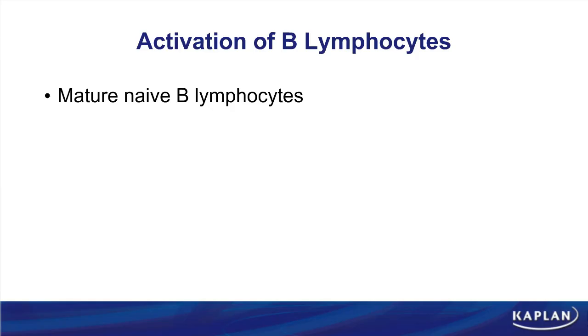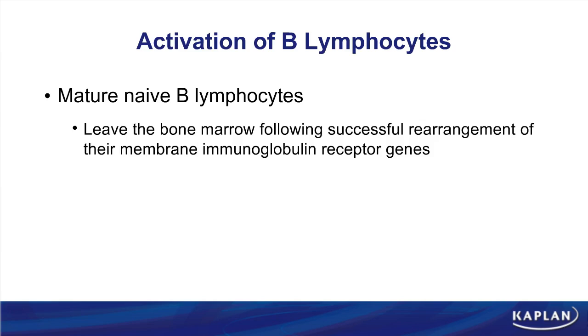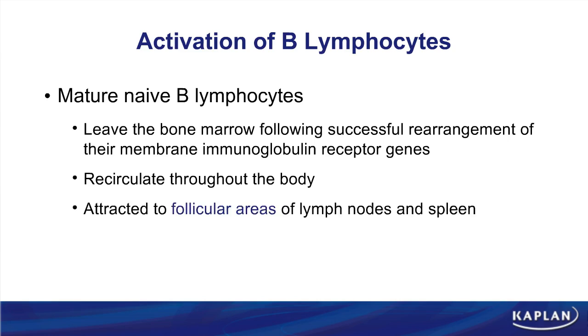We are now going to shift gears a little bit away from the activation of T cells toward the activation of B cells. As Dr. Alley talked to you about in an earlier chapter, mature B cells are going to leave the bone marrow after they have gone through their development, their rearrangement of their immunoglobulin genes, selection. They are going to recirculate throughout the body, again, attracted to the follicular areas of the secondary lymphoid tissue.